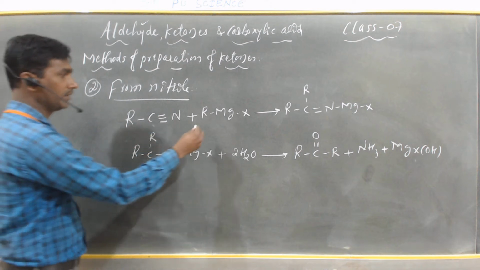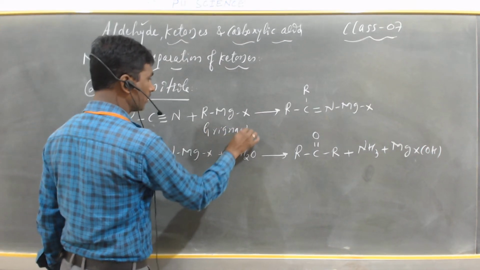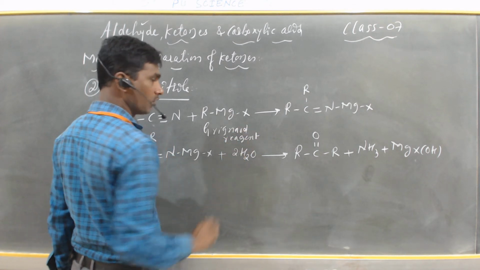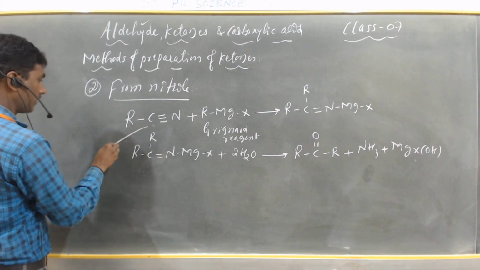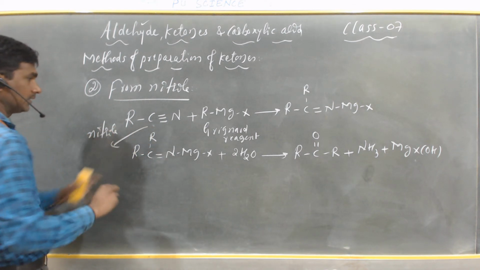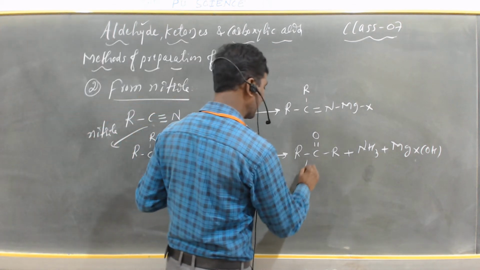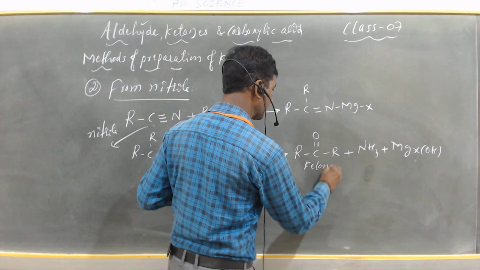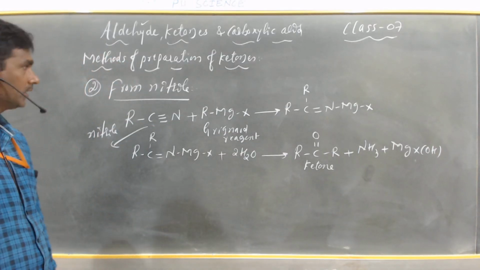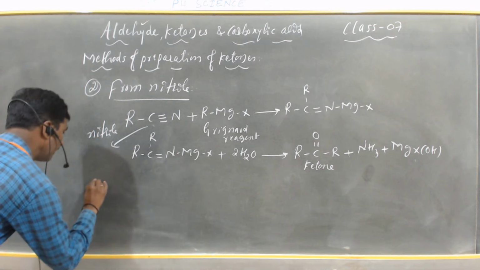Alkane nitrile with Grignard reagent. This is called Grignard reagent. This is called nitrile. This nitrile reacts with Grignard reagent, so finally we can get ketones. Now I can write here the general equation.